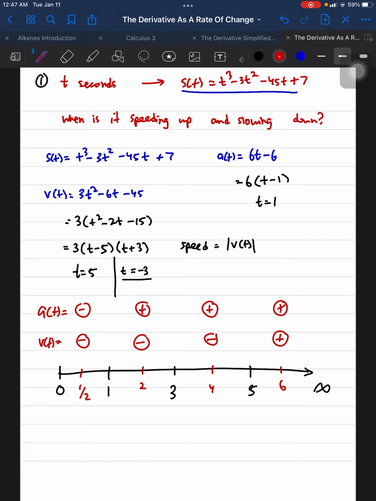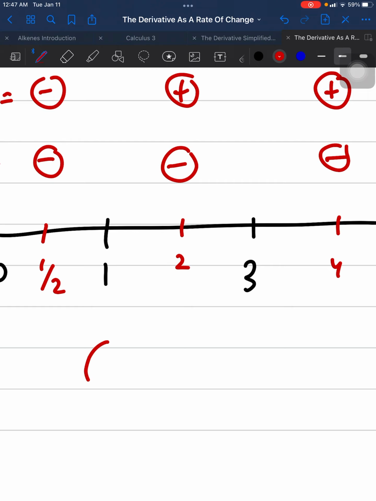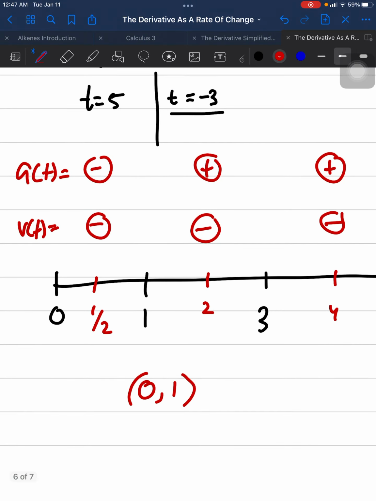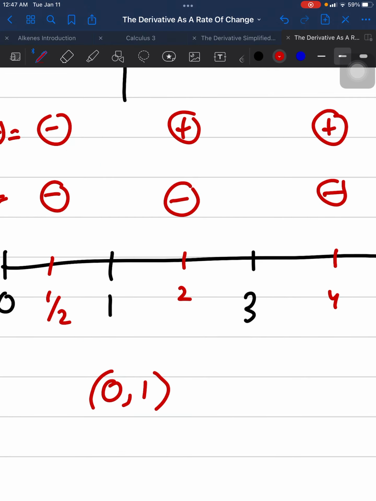So from 0 to 1, the acceleration function and the velocity function are the same sign. And we're using open brackets because 0 and 1 are roots of those functions, so we're not going to be including those. We're just going to be including what's in between the domain. So from 0 to 1, they're both negative, so they're speeding up in between that.